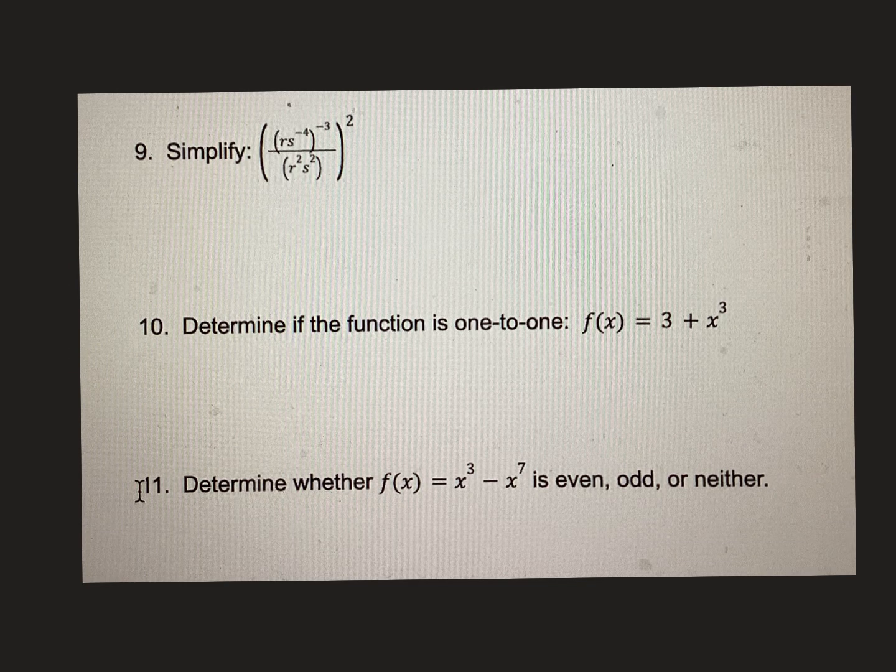Number 9, bunch of exponents. This is where the review starts. All kinds of exponents here. I'm going to work inside out, meaning I'm going to leave this 2 outside for a minute. I'm going to do this -3 on top, which gives me r^-3 s^12. On the bottom, I do have r squared s squared. I'm going to move stuff around inside the bigger r.